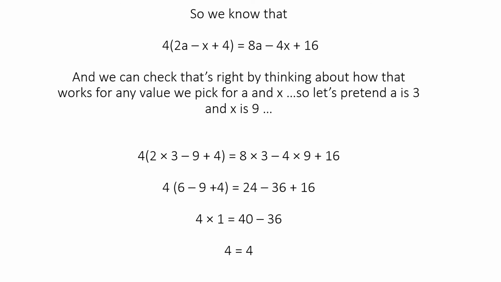So on the left-hand side, you go 6 plus 4 minus 9 will give you 1. So you've got 4 times 1 is the same as 24 plus 16 gives you 40 minus 36. So you've got 4 on both sides, which sounds good. It's both the same. So that's a bit of a trickier example, but it shows you how you go about doing it. The key bit is, you have to multiply each thing inside the brackets by the number that's outside the bracket. That's the key trick to it.